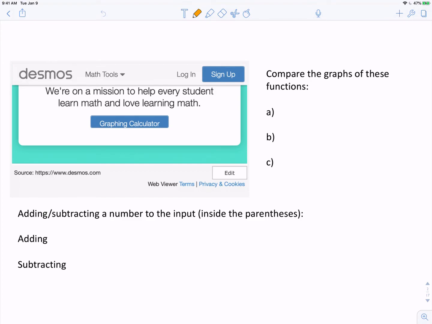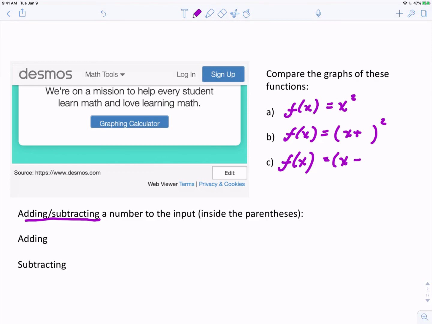So I'm going to log into a graphing program called Desmos.com, and we're going to compare the graphs of several functions. The first function that we're going to graph is f of x is equal to x squared. And then we're going to see what happens if we add or subtract a number to the input, in other words, inside the parentheses. So we'll look at f of x is equal to, and then we'll either add a number in here, or subtract a number in here inside the parentheses. So let's take a look at Desmos and graph some of these functions.